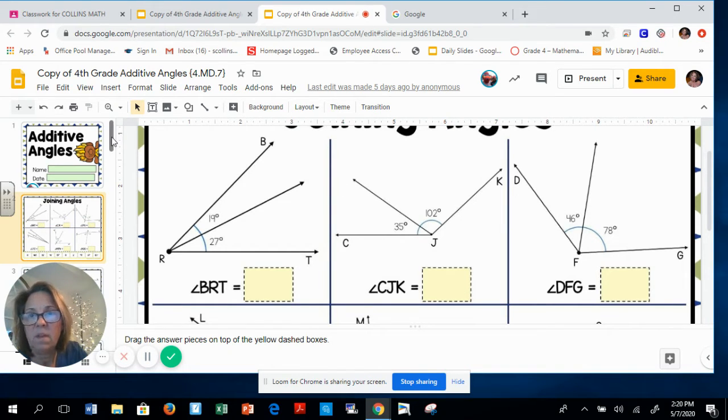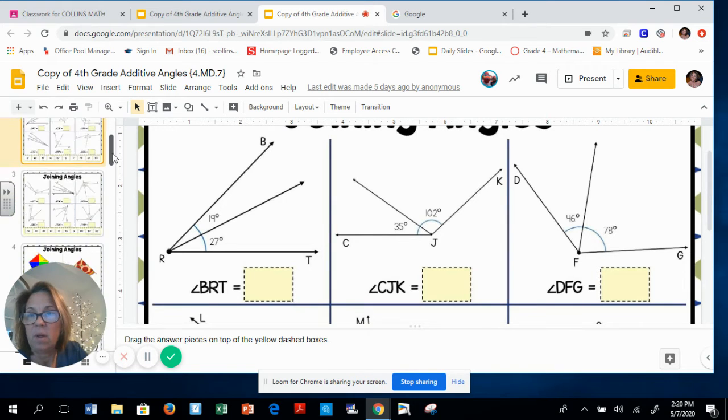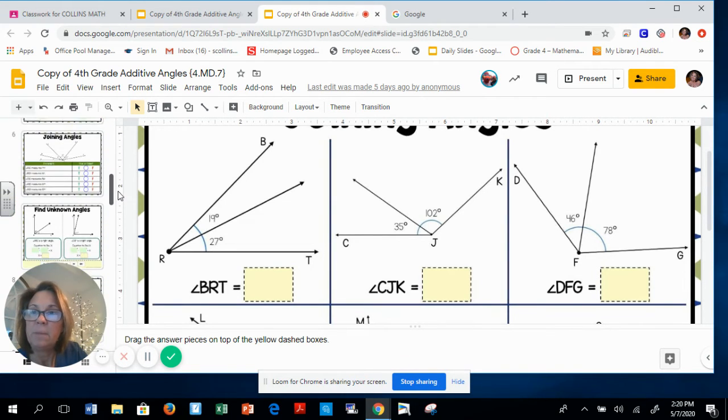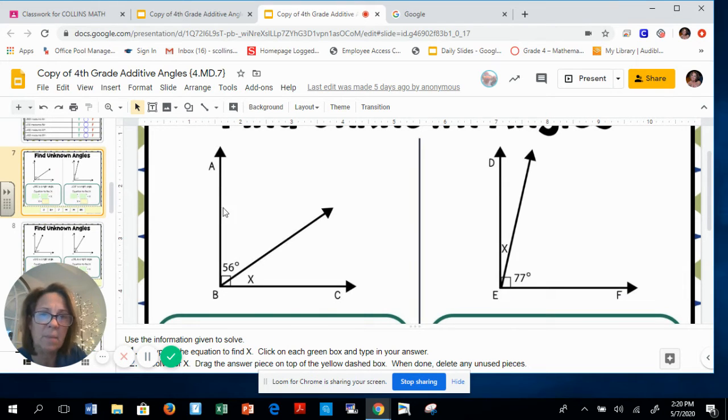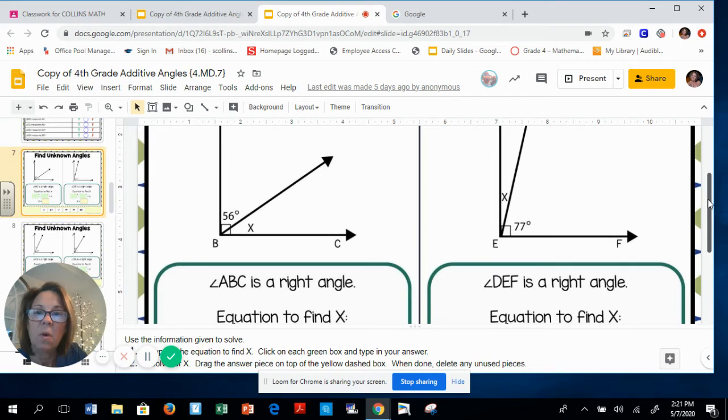The other part of this is finding unknown angles. When you get down to here, where it talks about finding unknown angles, it's the same concept. You have your angle right here, ABC. This looks like a right angle. I know it is because of this little box here. When you have a little box like that, that's 90 degrees. So angle ABC is a right angle, 90 degrees.